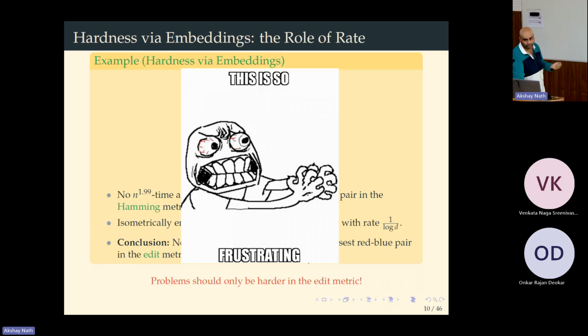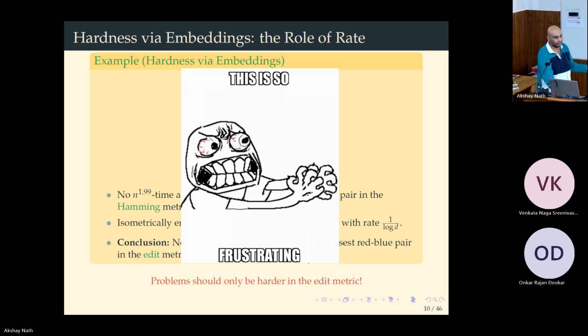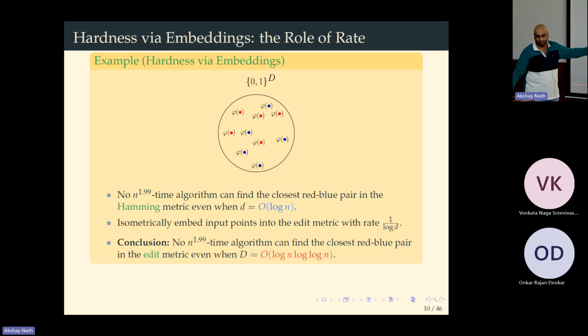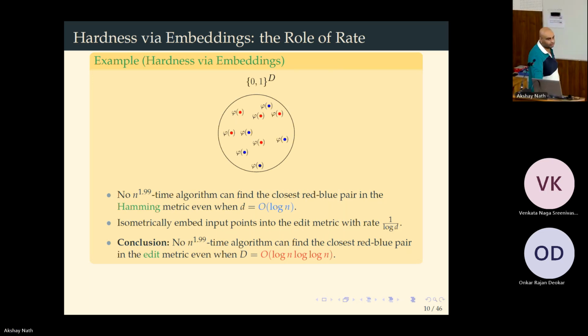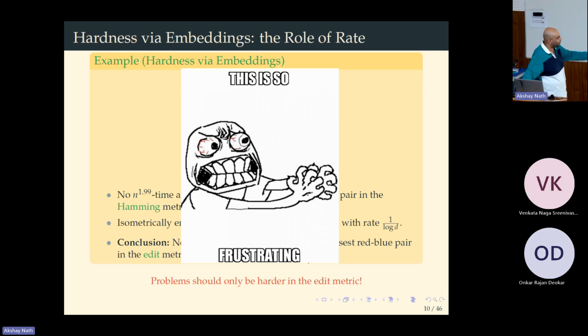And this is very frustrating because edit metrics are harder. So the fact that we have a worse dependency in the dimension makes no sense. You want to get log n. In fact, you want to get something less than log n. Like if it was 10 log n, you want to get 9 log n because edit metrics are harder to do things with. But fine, at least let's get log n. But yeah, we don't know because of the 1 over log d.